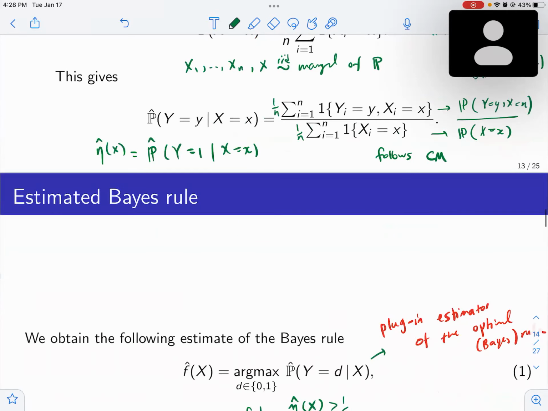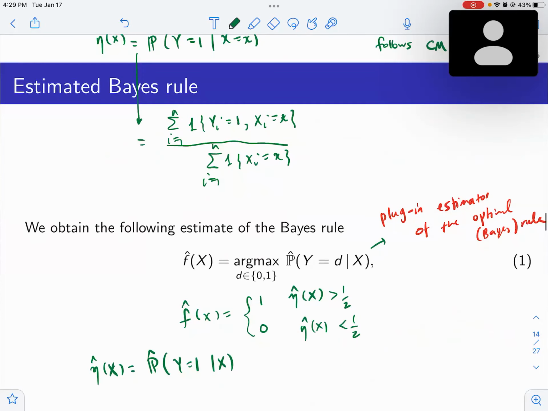So you can say that this is just, we can write everything again, like summation i from 1 to n, indicator y_i equal to 1, x_i equal to x, divided by summation. This is a little bit boring, but that's it. Okay, so that's my regression function, and I just care about this case. And then once I have this, I can form my plug-in estimator. These are both the same thing. Sounds good? That's how you do it.